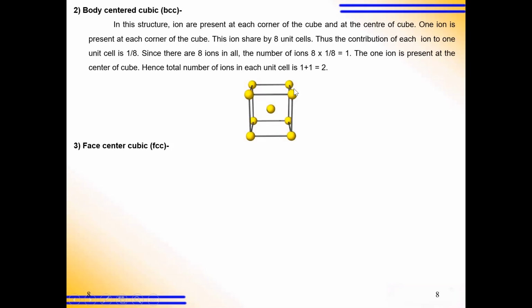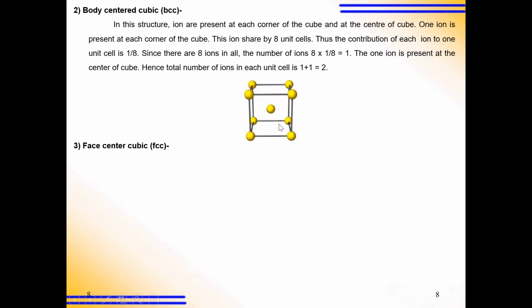Because if one unit cell is 1 by 8, and there are 8 ions in all the corners, this 8 into 1 by 8 is equal to 1. And the ion present in the body centered cubic is 1, present at the center, and it is considered as a whole number. Okay, so 1. तो पूर्णच्या पूर्ण आपण कन्सिडर, कारण हा शेअरिंग होत नाही, हा मध्ये आहे त्यामुळे तो शेअरिंग होत नाही. So this is 1 and this is 1.